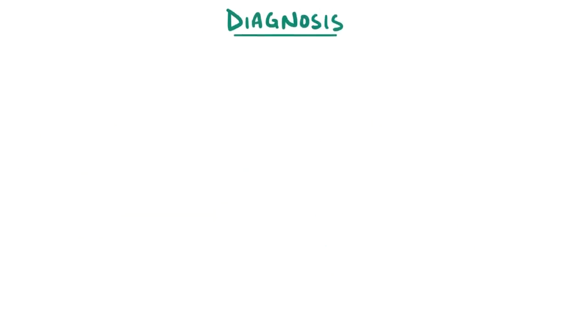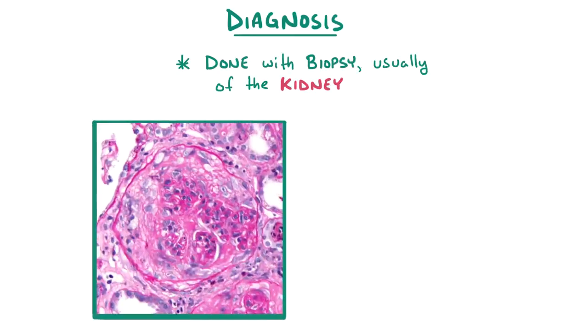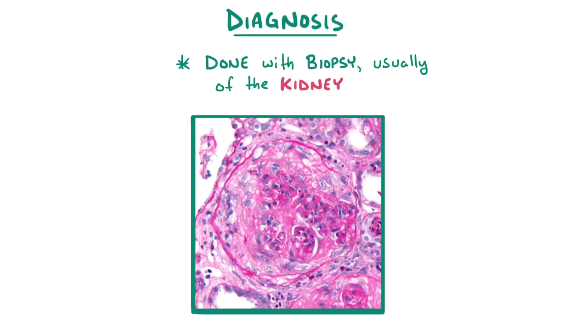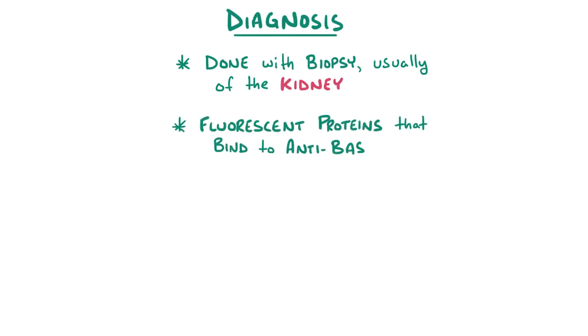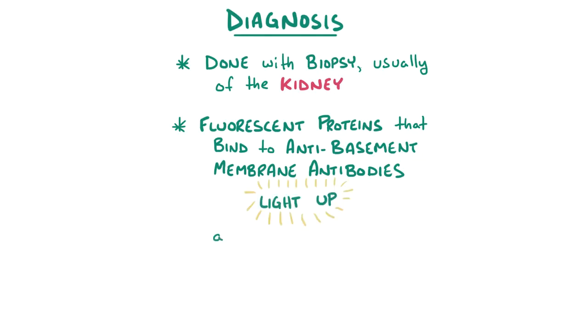Now, the best way to diagnose Goodpasture syndrome is by doing a biopsy, usually in the kidney, because that's the best studied organ in this disease. Under a microscope, you'll usually see inflammation of the basement membrane. And if fluorescent proteins that bind to the anti-basement membrane antibodies are used, they light up in a linear pattern along the basement membrane.